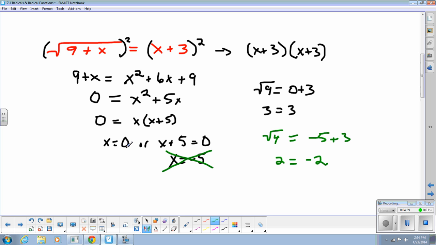So the only solution that works is x equals 0. Always check your solutions. Once in a while you'll find one that doesn't work. That's why I'm showing you this example, showing you that you will be working with some perfect square trinomials, and sometimes a solution won't work, so always test.